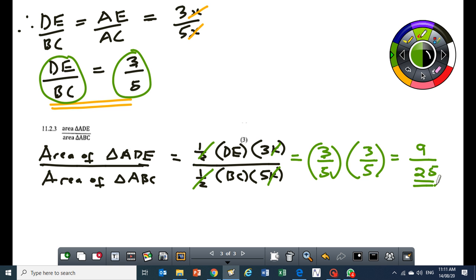So in this case, I'm sure you can see that the ratio of their areas is equal to the square of the ratio of their bases. That's also a very important concept when you are dealing with similar triangles.